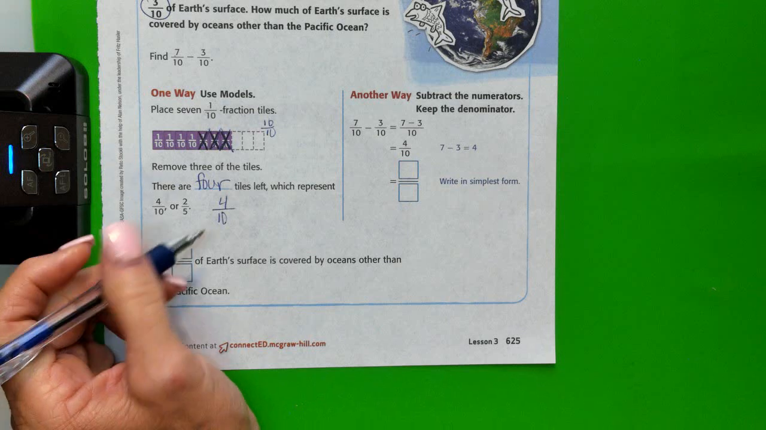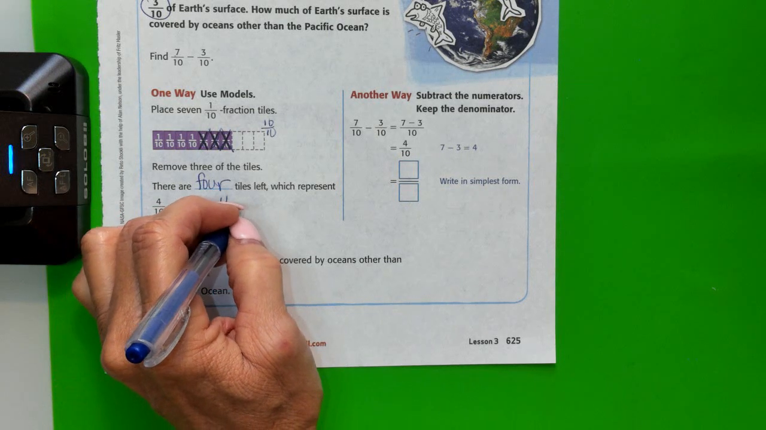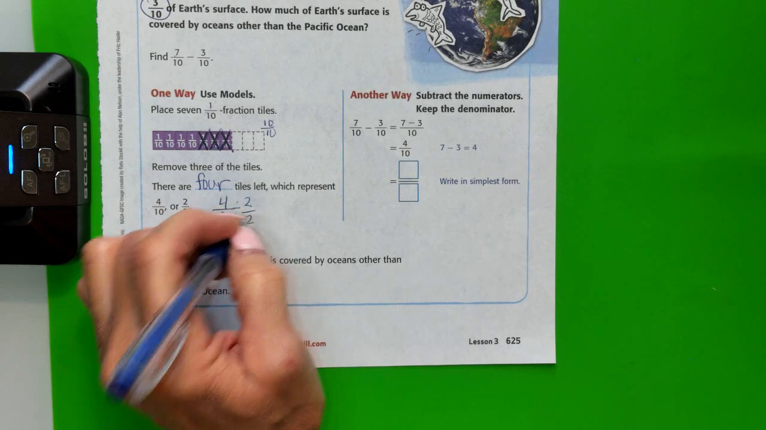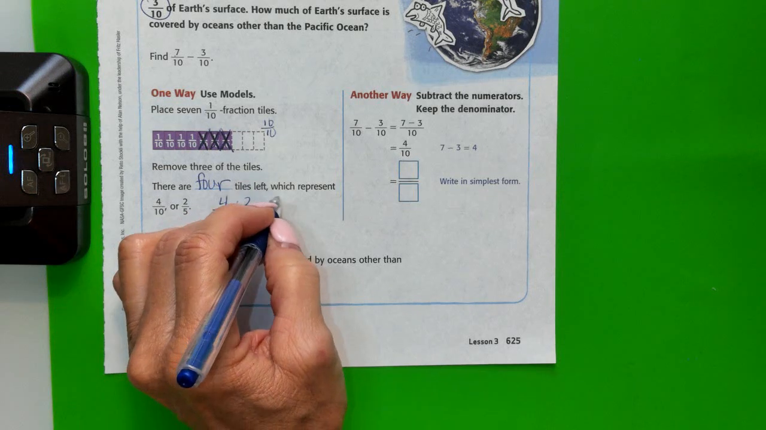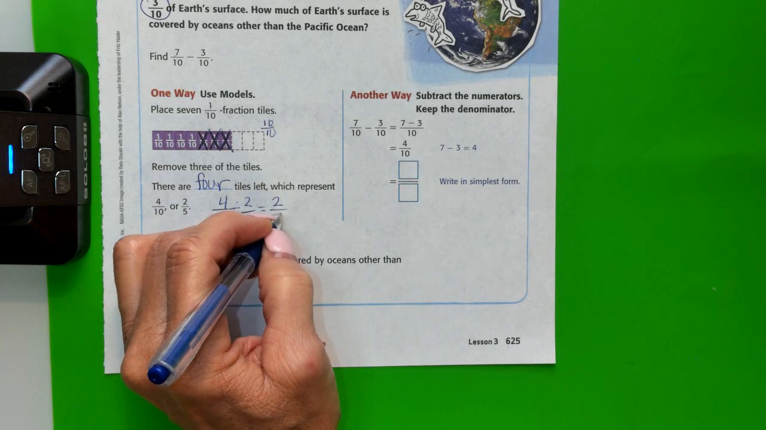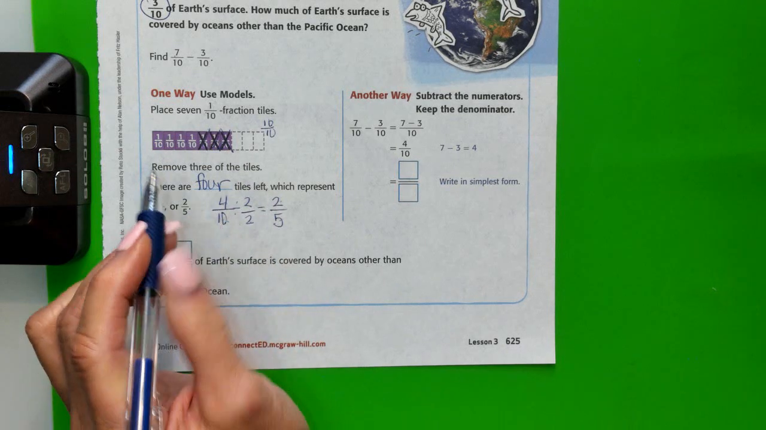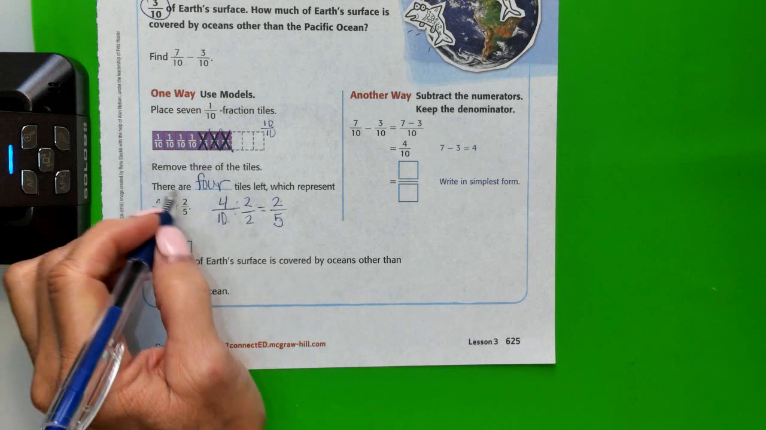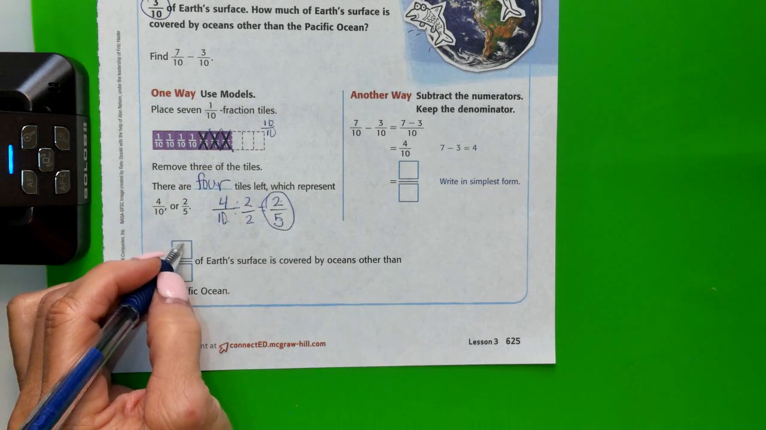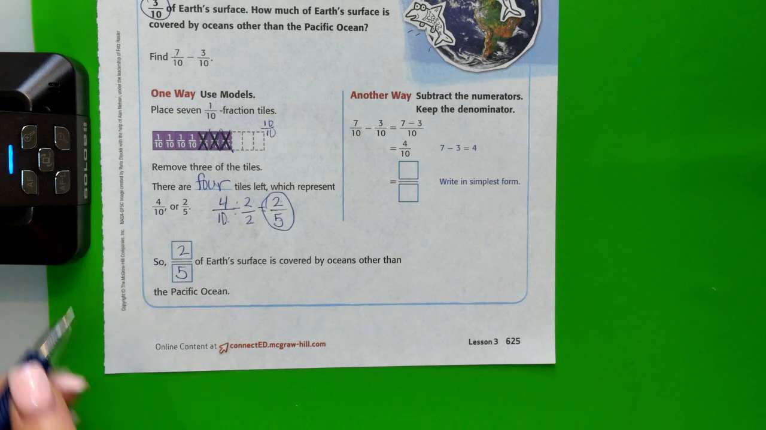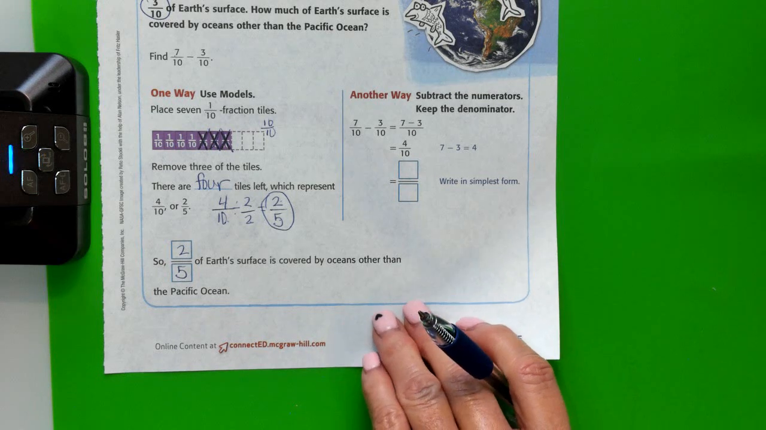So, 4 tiles left, which represent 4/10. Now, we know that 4 and 10 are both even numbers, and if they're even numbers, then we can divide them both by 2 to get our simplest form. So, 4 divided by 2 is 2. 10 divided by 2 is 5, because 2 times 2 is 4, and 5 times 2 is 10. So, we're looking for simplest form always. So, 2/5 of the Earth's surface is covered by oceans other than the Pacific Ocean.